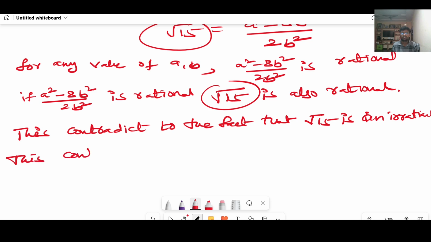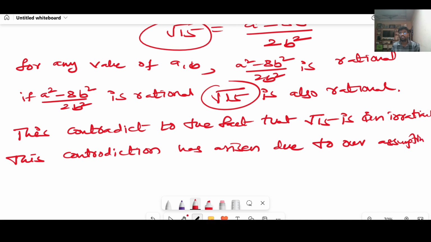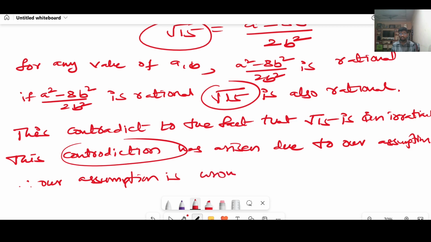This contradiction has arisen due to our assumption, right? Because we have assumed that root 3 plus root 5 is a rational number, we got this contradiction. Therefore our assumption is wrong. Then what is right? Root 3 plus root 5 is an irrational number.